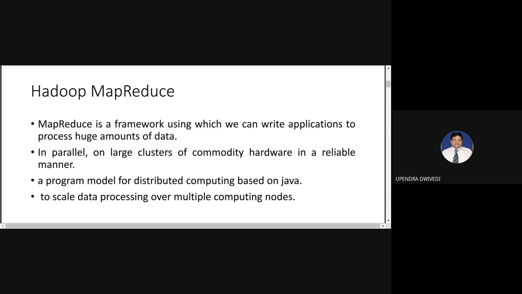MapReduce is a framework using which we can write applications to process a huge amount of data. The primary task of MapReduce is to process a huge amount of data. Why do we want to process it? Because we have a certain requirement from those data, and whatever the outcome, we want to feed to some kind of application. These applications can take that information and behave as per the plan.